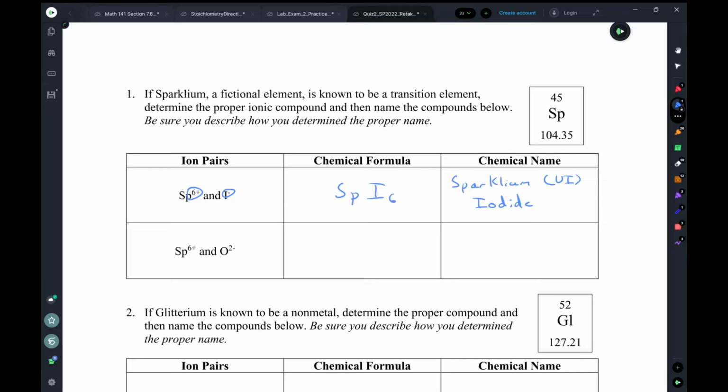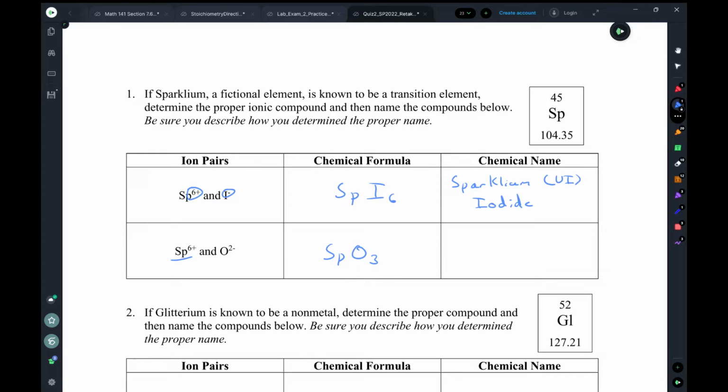Now, for the second part of this question, we have one sparklium, which has a +6 charge, and one oxygen, which has a -2 charge. Once again, we're going to need to cancel out the +6 charge of sparklium, which means we'll need 3 oxygen, giving us the chemical formula of SpO3.